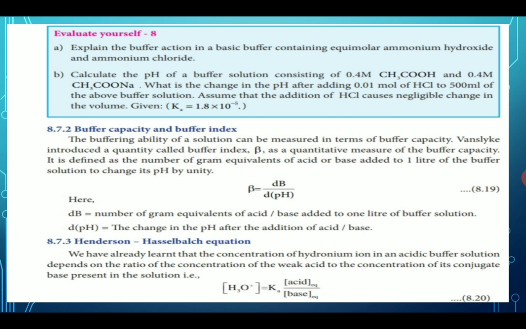The next final one is Henderson and Hasselbalch equation, a very important 5-mark question. We have already learned that the concentration of hydronium ion in each acidic buffer solution depends on the ratio of the concentration of weak acid and the concentration of its conjugate base. See the equation, hydronium ion concentration is equal to Ka into concentration of acid divided by concentration of base. This is equation number 8.20. Please remember, hydronium ion concentration is equal to Ka into acid concentration divided by base concentration.